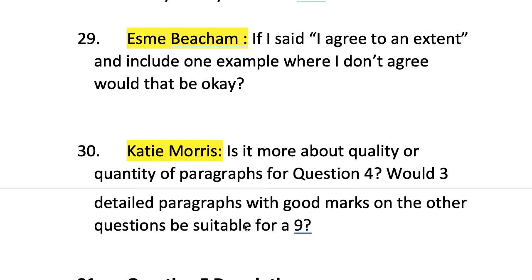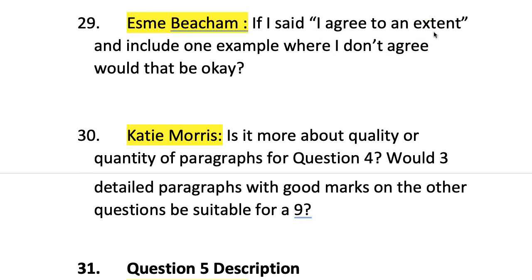Esme Beecham, I agree to an extent. Yes, that's a better phrase than the one I just gave you. So that is a perfect solution to what we've just asked. So you can include one example where you don't agree, and that would be okay. It will show you are evaluating.